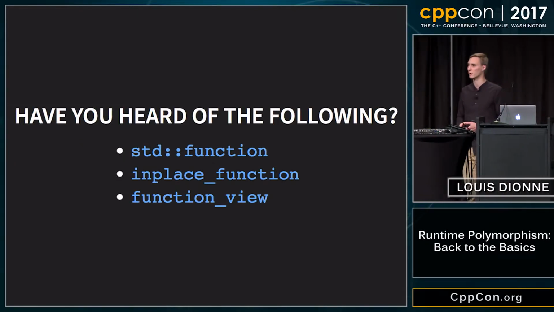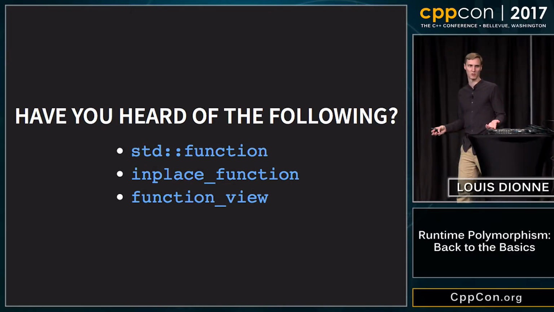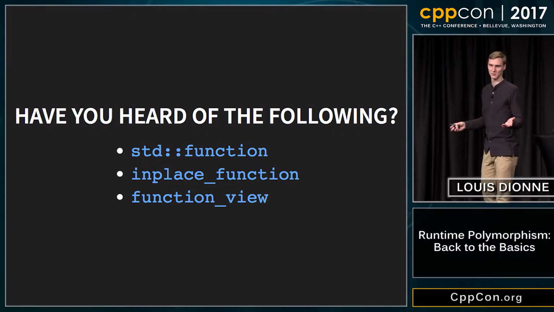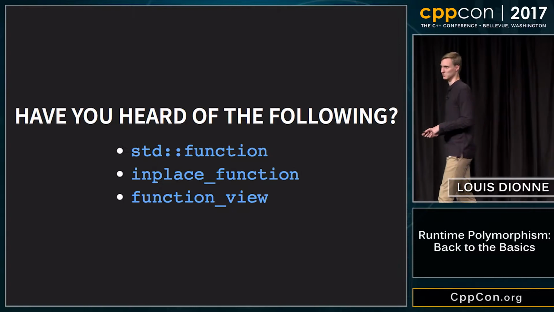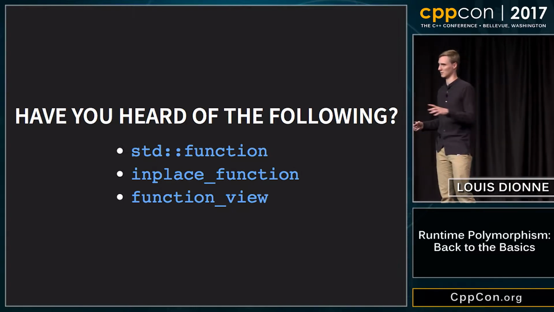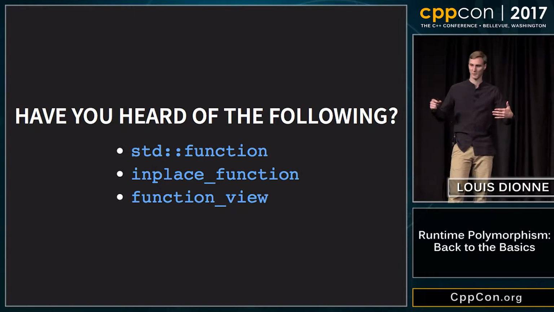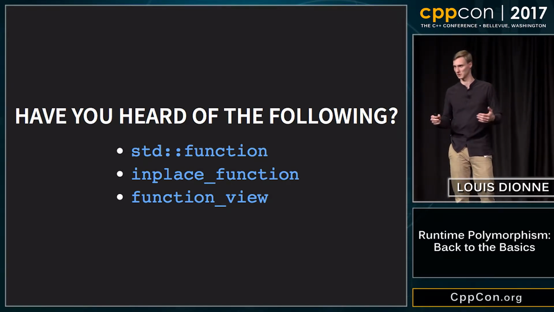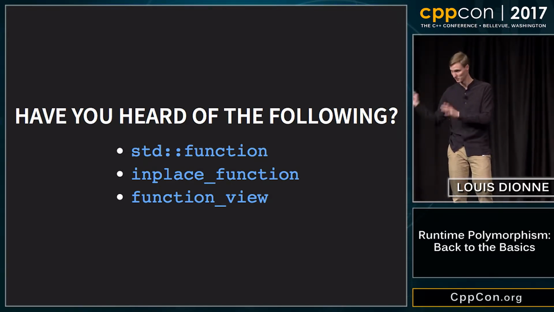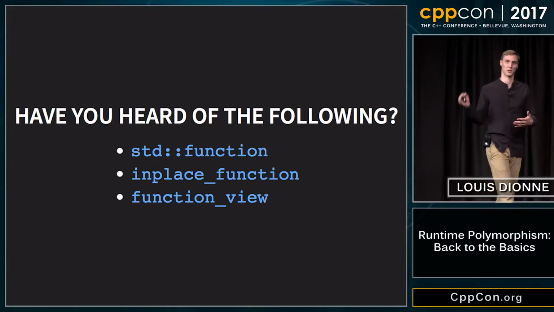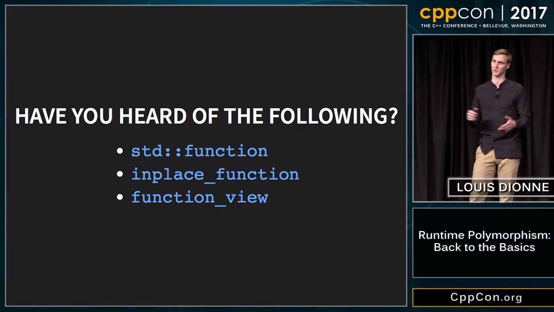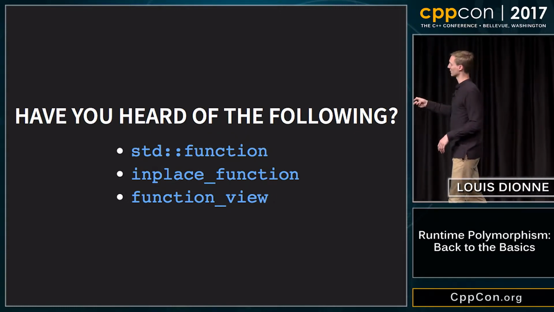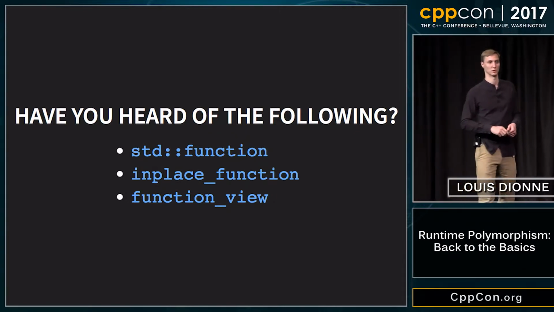So have you heard about std::function? Probably. Who has? Great. So std::function is basically a type. You give it a signature, and then you can stick any function that satisfies that signature, including function objects, and they can be stateful. You can stick anything in there, and it's going to have your call operator, and it's going to call the underlying function. In-place function is something that was proposed to SG14.